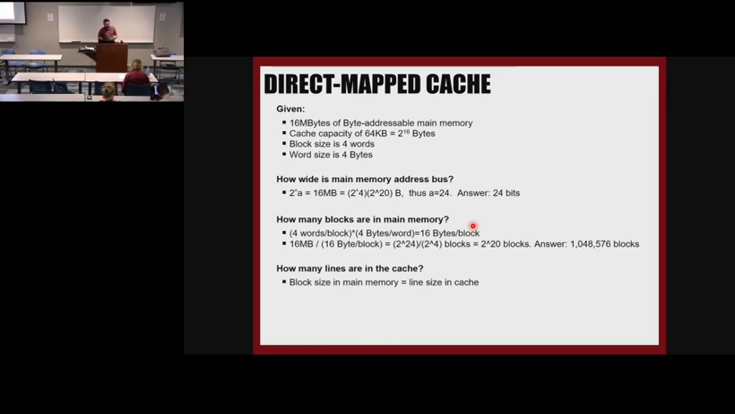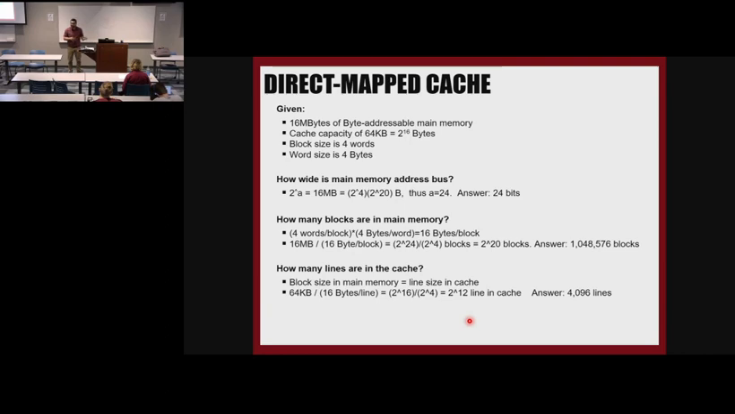Okay, so the cache size is 64 kilobytes, and I know the line size is 16 bytes. So if I divide this, 64 kilobytes would be 2 to the 16, because 64 is 2 to the 6, kilo is 2 to the 10, so we get 2 to the 16, and we divide it by 2 to the 4 here, and it gives me 2 to the 12 lines in the cache, which makes n equal to 12.